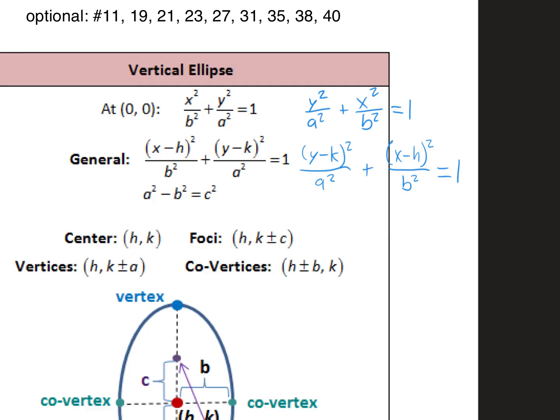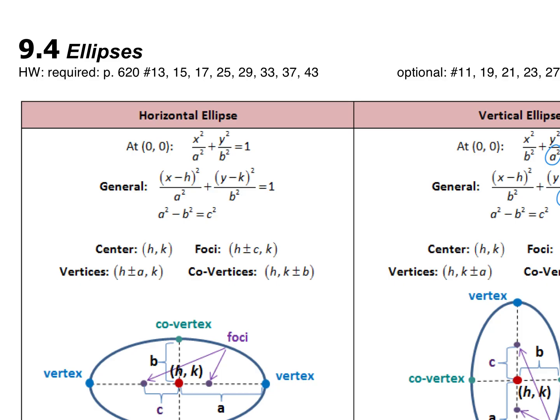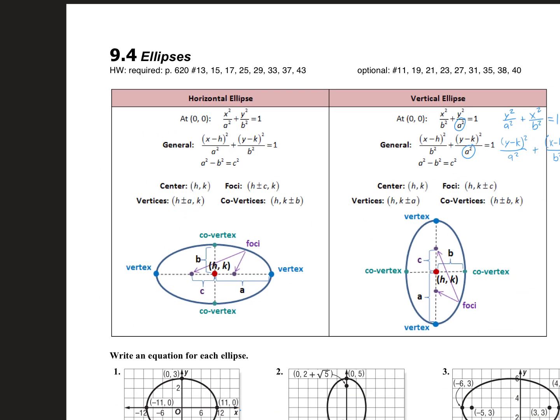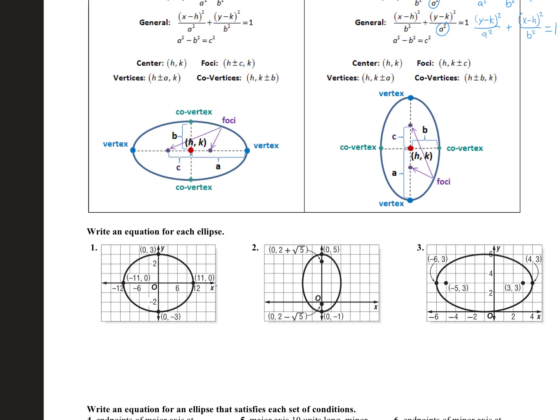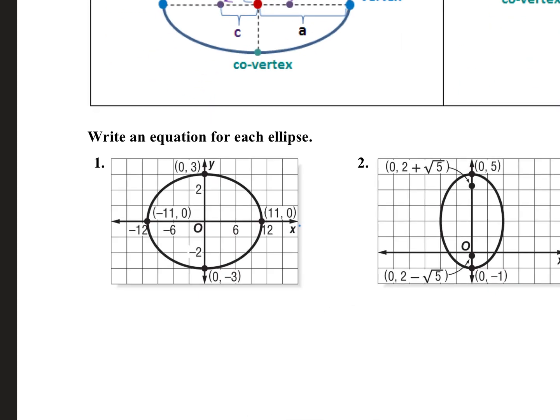So if it's vertical, they'll put the fraction with the y first. And then the way you could tell it's vertical is whoever has the bigger denominator. So if the denominator for y is bigger than the denominator for x, then it's vertical. If the denominator for x is bigger, then it's horizontal. A will always be bigger than b for ellipses. All right, so for the first three, we're given the graph.